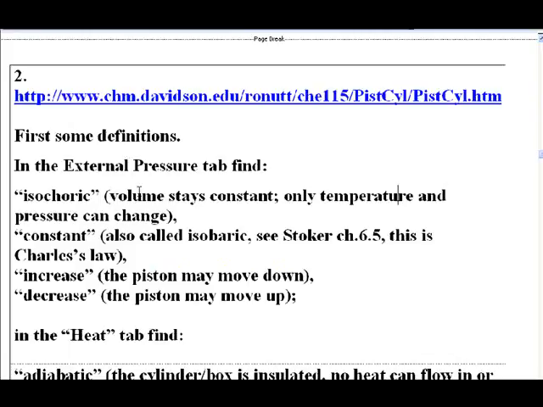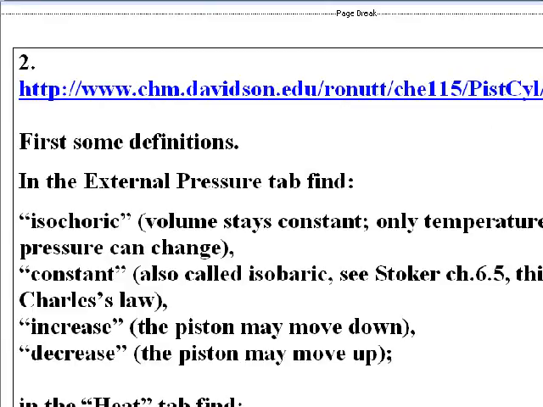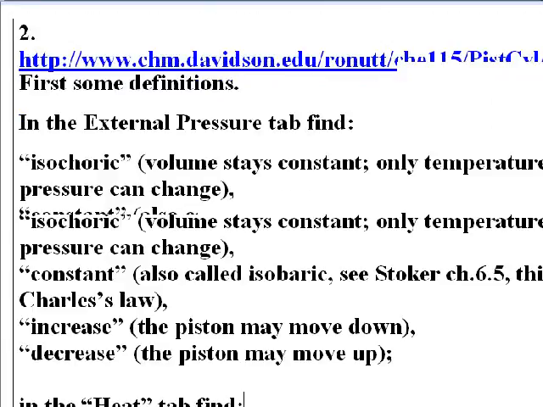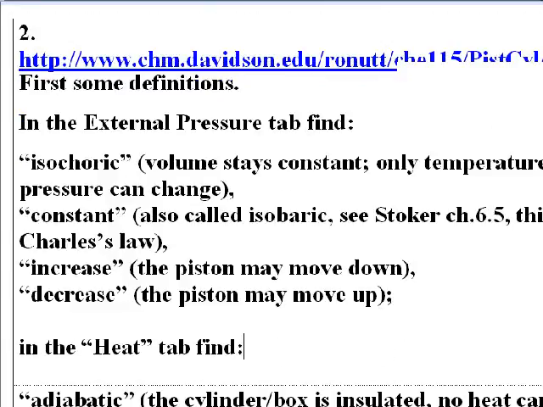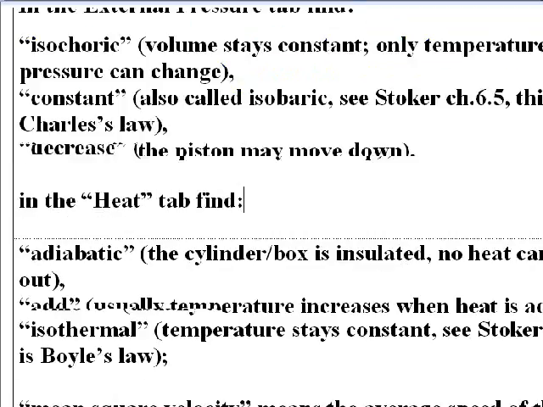Then we're going to go through some definitions first: isochoric, isobaric, and then increase, decrease, the kind of thing, adiabatic, add, remove, isothermal. Get a little bit familiar with that, so have that printed out as you do the exercise online. Mean square velocity you will come across. It is the average speed of the particles. I'll show you in just a moment.